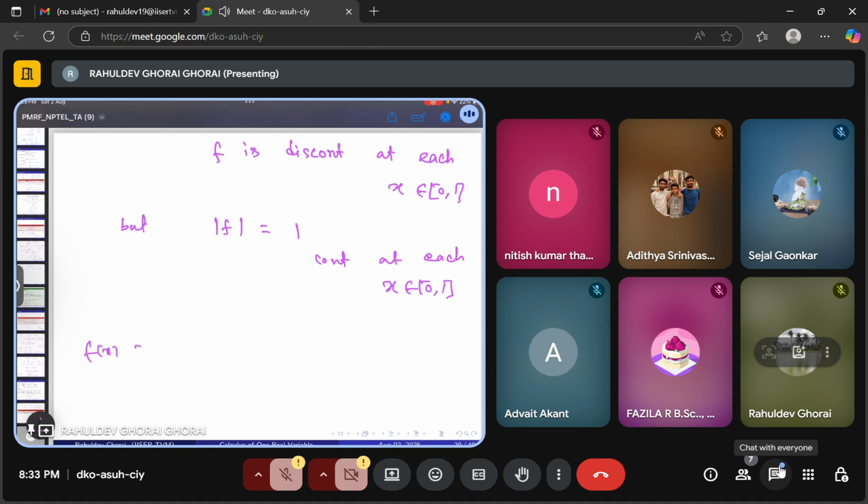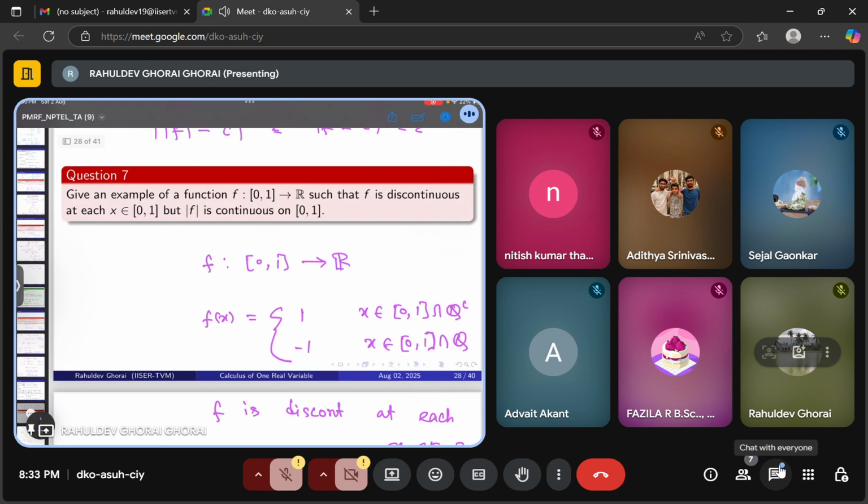Take f(x) equal to 1 when x is less than 0, and minus 1 when x is greater than 0. This is discontinuous at x equal to 0, but the modulus of f(x) will be 1, which is continuous always. So at one point it is a little easier, but if you want it for all points, you will have to go to these functions. This is that type of function.